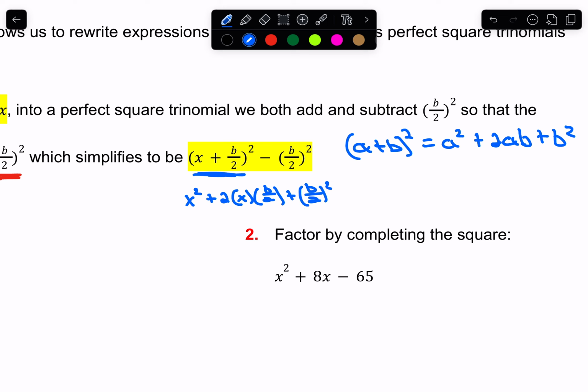That one middle term right here simplifies because the 2 in front will cancel this 2 in the denominator. So this is going to be equivalent to just x squared plus bx plus b over 2, the whole thing squared. So what happened here is that this 2x b over 2, the 2's canceled, so we just got bx there.